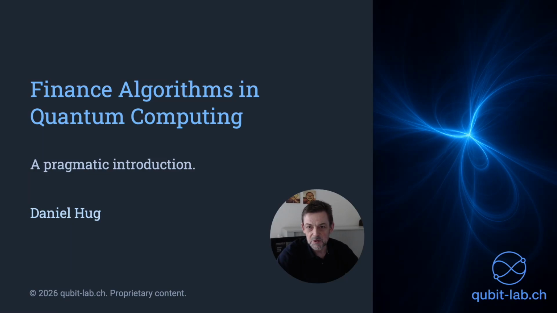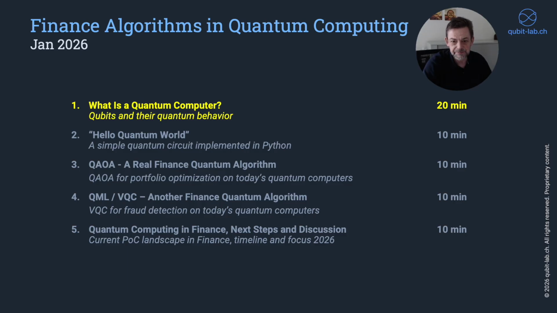My name is Daniel Hook. I'm a trained physicist, hold an MBA, and I worked for many years for Credit Suisse and UBS in transformation in wealth management. Meanwhile, I'm in quantum computing, helping companies to understand capabilities, chances, and risks of quantum computers and how to prepare for and make use of them. So let's go in here.